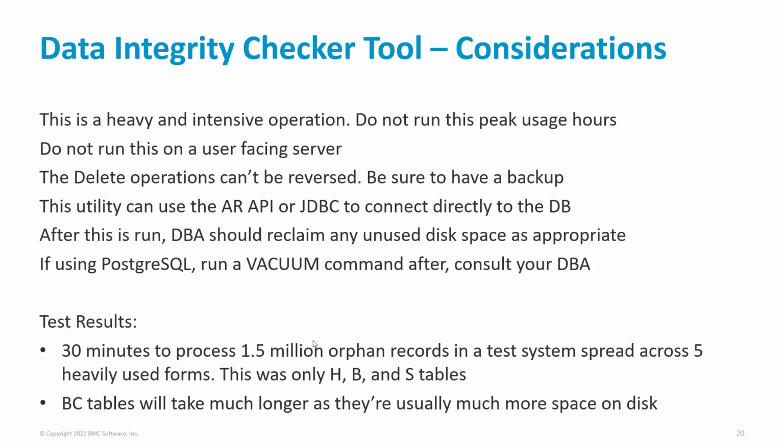Let's look at some tests that we've done. We did a test that took 30 minutes and processed 1.5 million orphan records in one of our test systems. Those orphan records are spread across 5 heavily used forms and found orphans in the H, B, and S tables. It took 30 minutes. So that's maybe what you could expect in your environment.